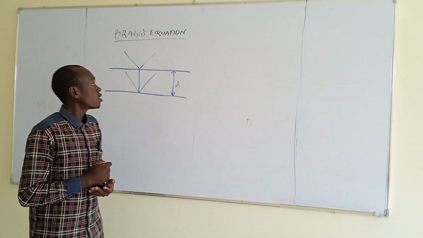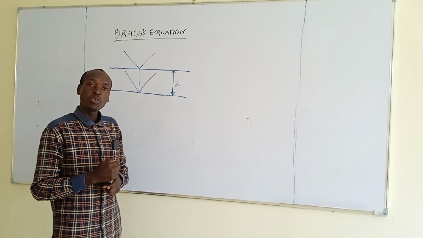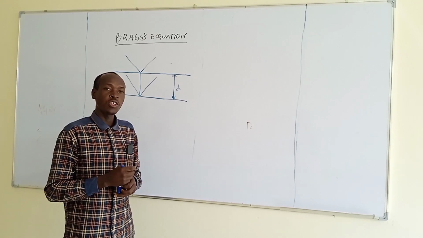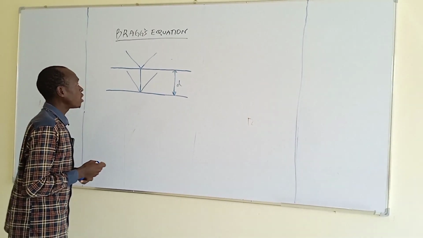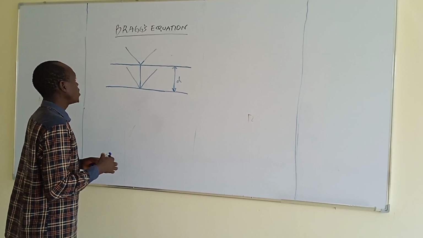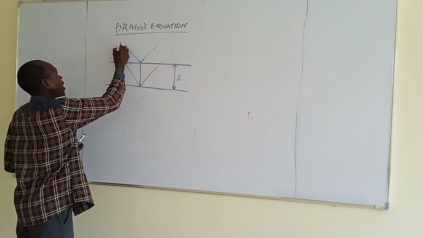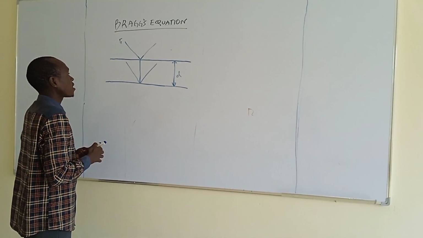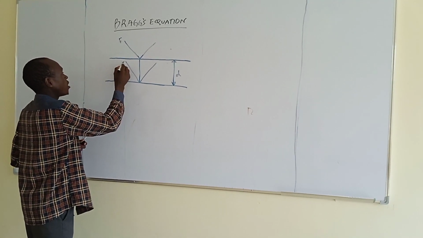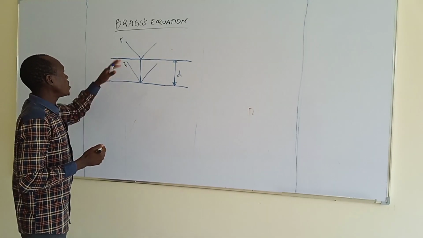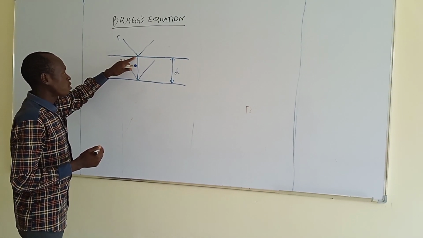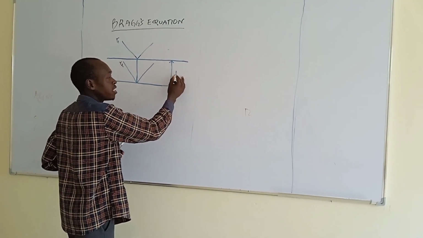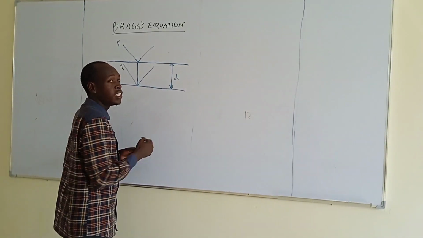The Bragg's equation, we shall start by looking at the effect of the diffraction of the X-rays on the surface of the crystals. Now let's treat this as our ray 1. This is our X-ray 1, and we shall have another X-ray, X-ray 2. Now this ray 1, when it strikes the surface of the crystal, this is the crystal, this is the thickness of the crystal, we shall call it D.